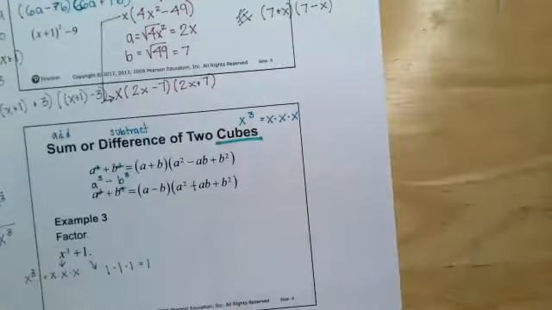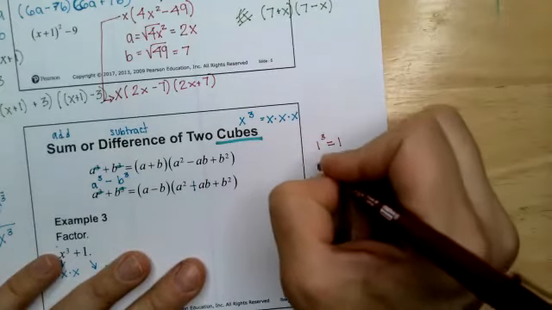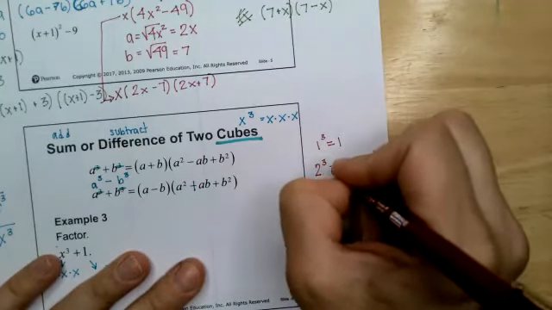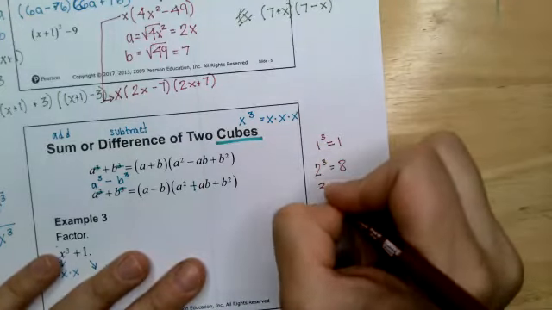1 cubed is 1. 2 cubed is 8. 3 cubed, I think, is 27. I'm not confident on my cubes. 4 cubed is 64. Good. So you can find a list of them or you can use your calculator, but we're only interested in these numbers now, not squares.